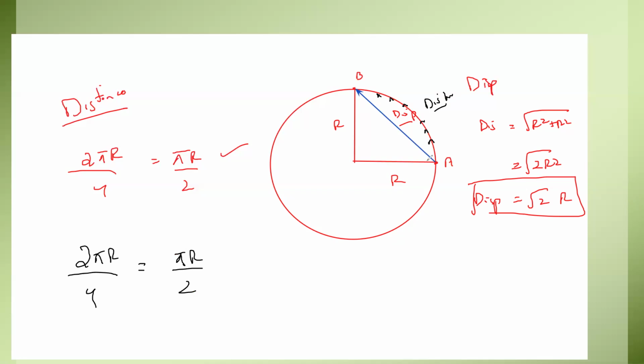But for the displacement, it's the shortest distance between the 2 points. So when we start from position A and reach position B in a straight line, that will be the displacement. The distance from the center to A is R, and the distance from the center to B is also R. So we use the Pythagoras theorem, as we need the hypotenuse: the square root of base square plus perpendicular square. So it will be the root of R square plus R square, which results in root 2 times R. So this is the difference between distance and displacement.